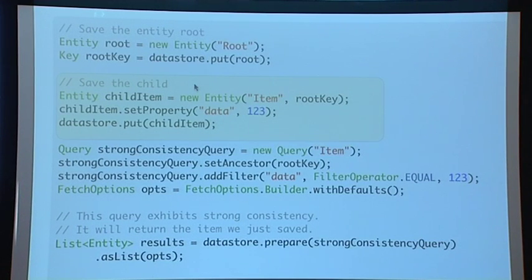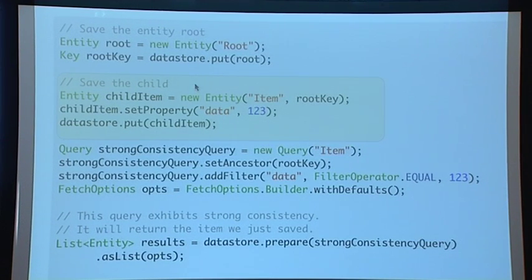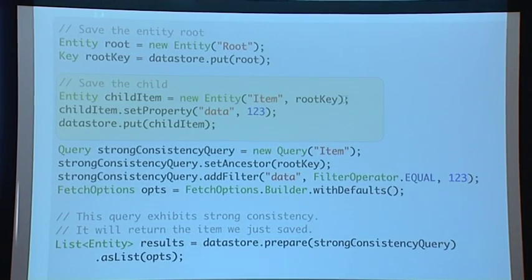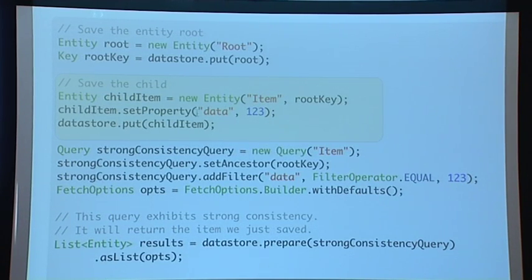So next we say, well, let's add some children to that. How do you add a parent when you write the entity out? So we create a new entity called child, and we say it's of type item, and you specify here the parent. Who is the parent of this entity? And then you can set the properties, and then you can write it out.